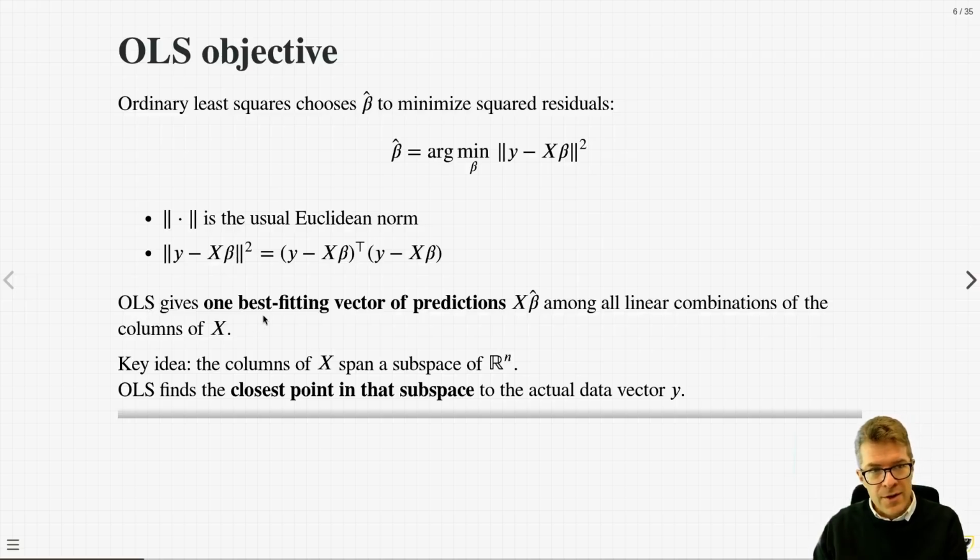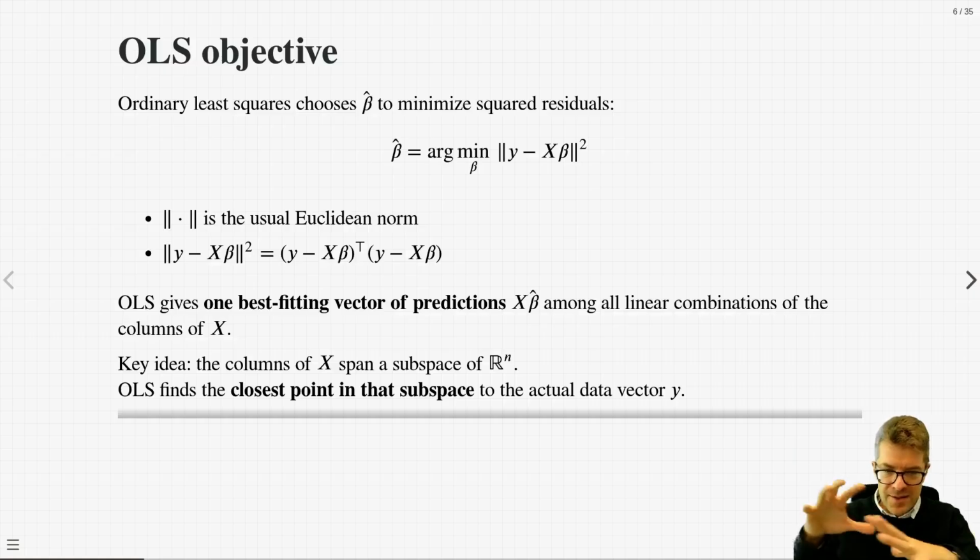So this ordinary least squares objective, or goal, gives the one best fitting vector of predictions among all of the other linear combinations of the columns. The key idea, getting a little bit under the hood, is that the columns of X, the different variables we have at our disposal, span a subspace of the n-dimensional real-valued Euclidean space. And OLS finds the closest point in that subspace to the actual data vector y.